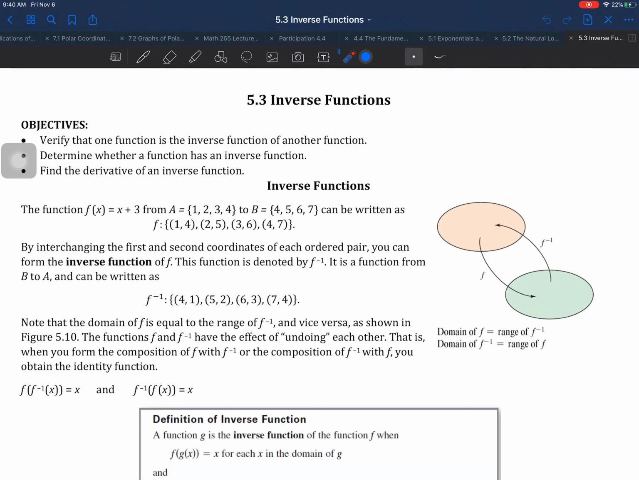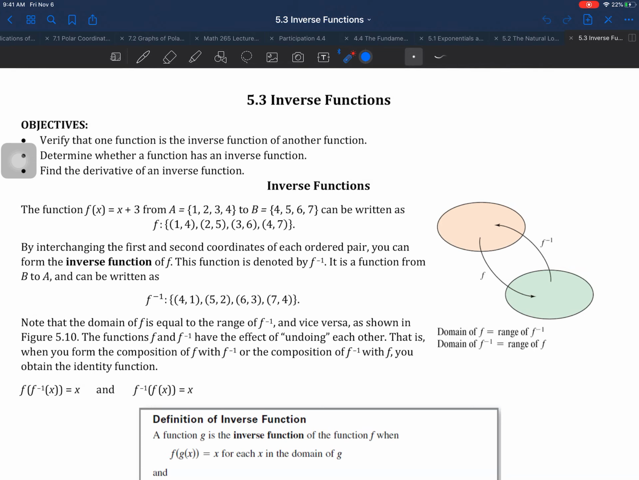The objectives are to verify one function is the inverse function of another function, determine whether a function has an inverse function, and find the derivative of an inverse function. So a lot of the topics, in fact, 3/4 of this lecture, will be regarding what we learned in college algebra. So it'll be a quick, brief review of inverse functions.